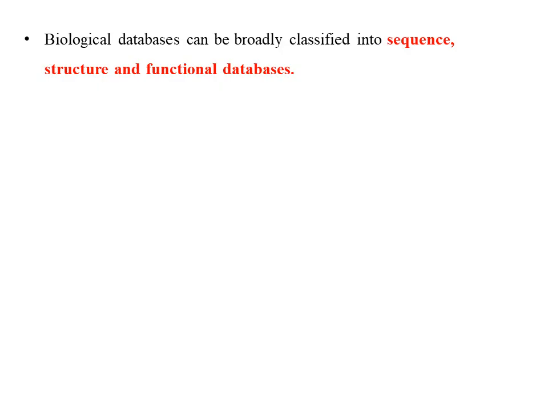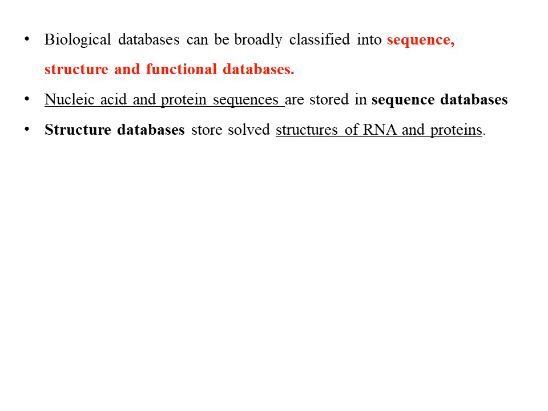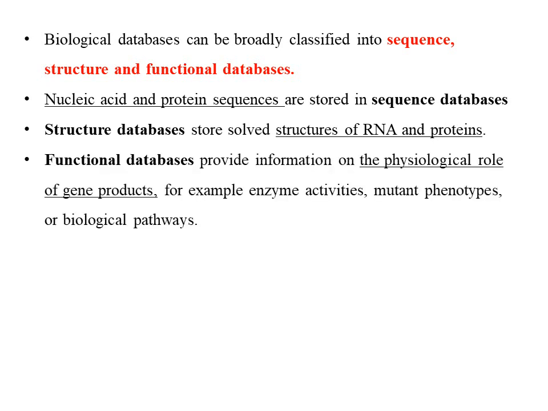The biological databases can also be broadly classified into sequence databases, structural databases, and functional databases. The sequence databases provide information regarding the nucleic acid as well as the protein sequences, the structural databases have the structural data of RNA as well as protein, and the functional databases provide information regarding the physiological role of the gene products.